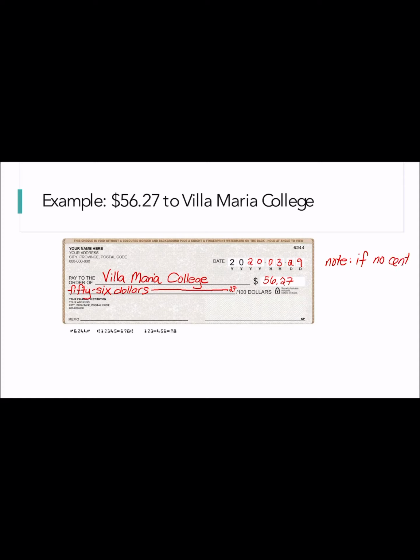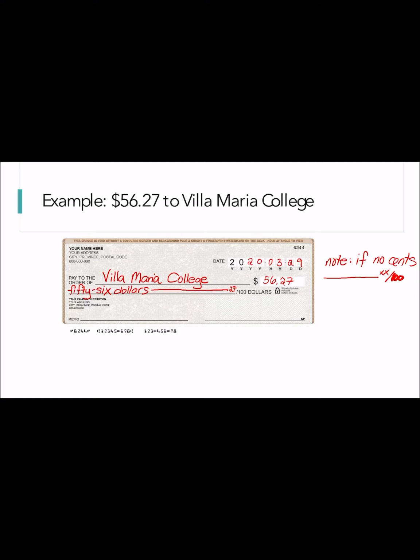If there are no cents, say you're writing a check for $120, you would do that straight line after the words, and then instead of writing 00, you would write XX over 100. You don't write the over 100, it's already there for you.